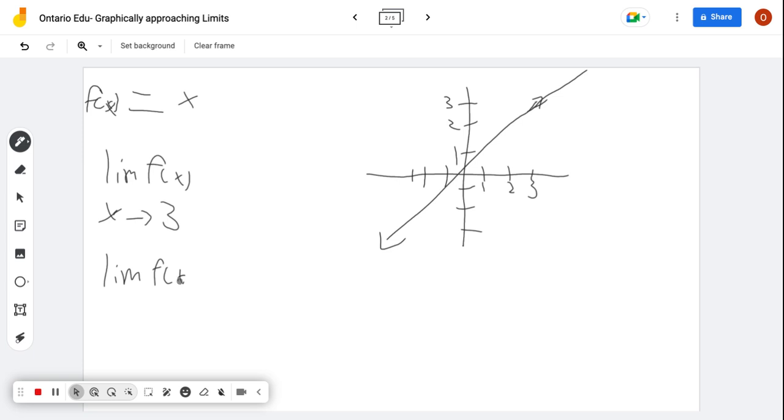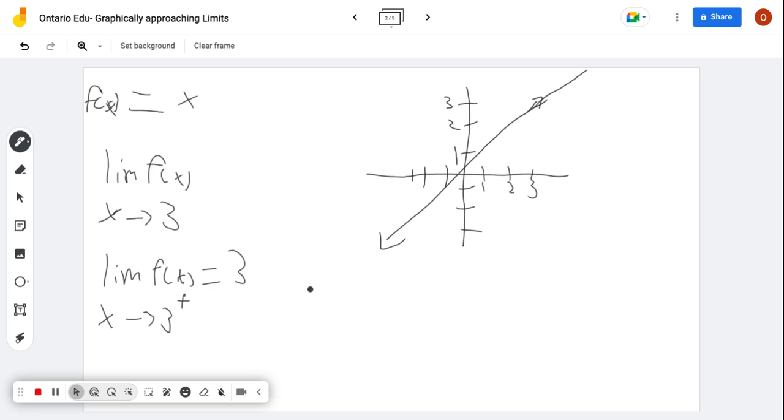The limit of f of x as x approaches 3 from the right hand side. This is how I would always do it, and this is really easy and straightforward. Honestly, just follow the graph until you meet your x value, which is 3. From the right side, as we go until we hit 3, we stop here. And what y value is this? 3. Therefore, the answer is 3.